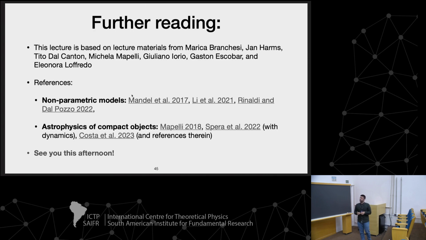I leave you with further readings. Here I'm putting some references on the non-parametric models that you can use to interpret gravitational wave observations. And if you're curious to know more about the astrophysics of compact objects, I leave you with references that are going to go into the details of all the astrophysical processes. And see you later or this afternoon.